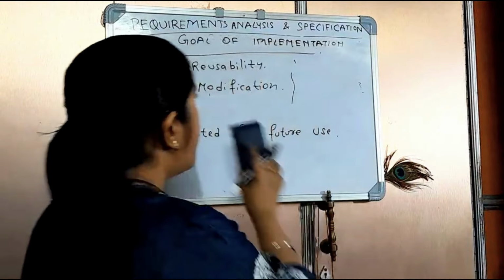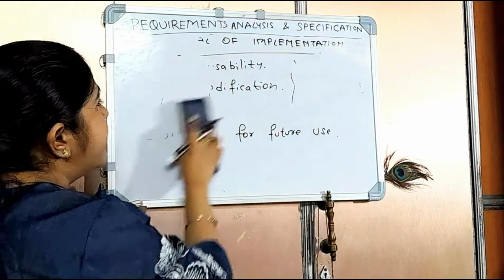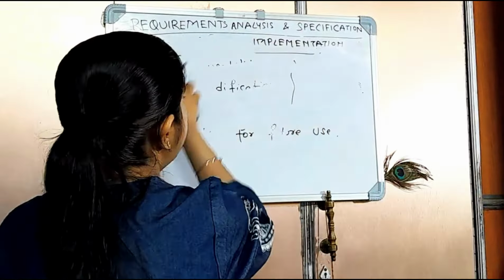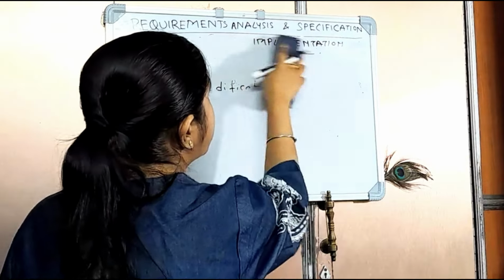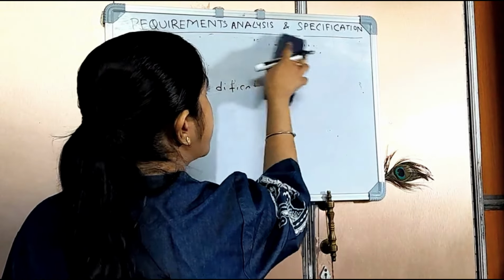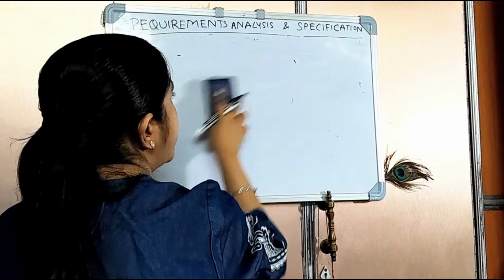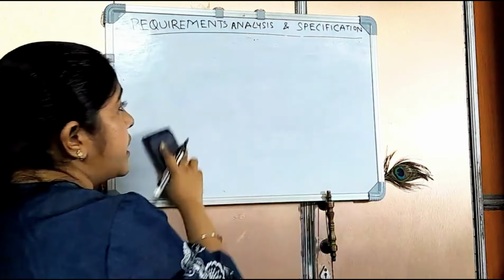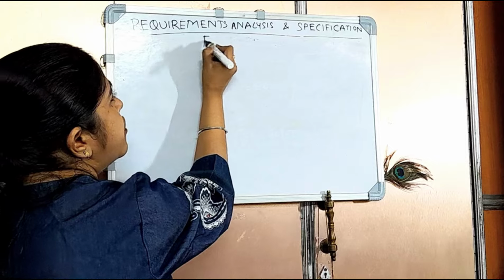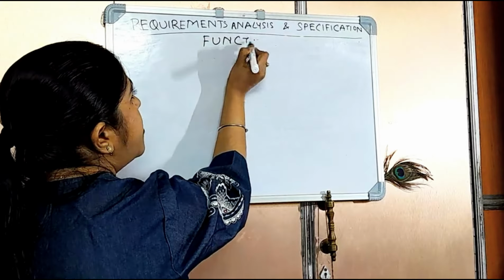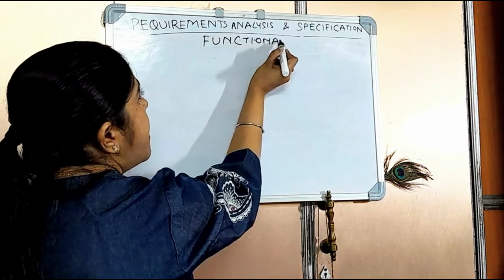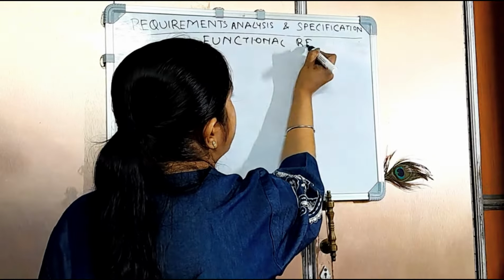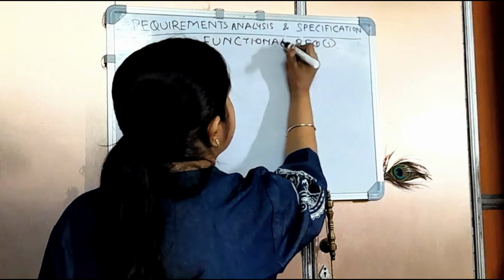Okay, now how are we going to get these things? Functional requirement, this is the basic thing. The other things are for the future, and the non-functional requirements are for modification, maintainability, different things. But the main thing is our functional requirement. Now we will study different things about functional requirements. So what are these things?